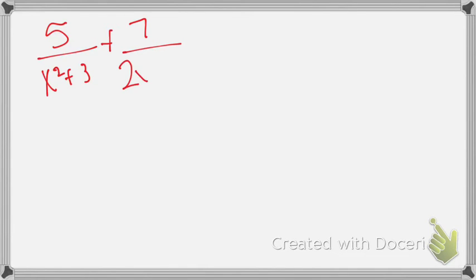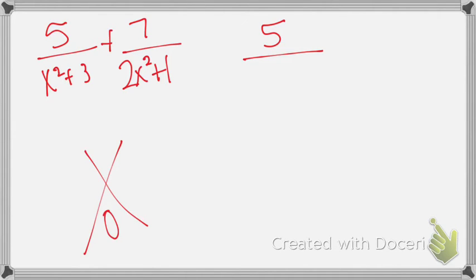So the problem is 5 over x squared plus 3 plus 7 over 2x squared plus 1. Okay. Before we start, can you simplify the number 5? Nope. Can you simplify x squared plus 3? I don't think so, but we can try.